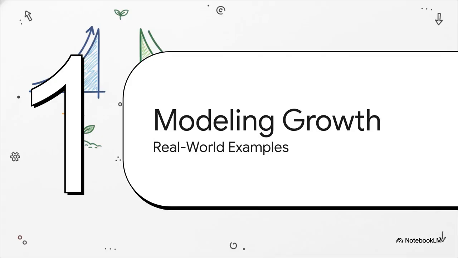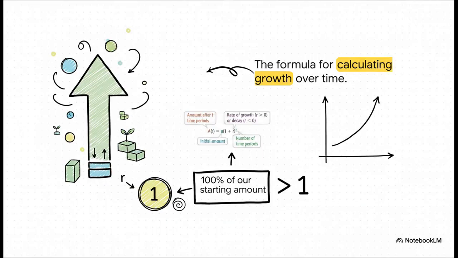All right, theory is great and all, but let's see this thing in action. We're going to model growth with a real-world example. This is where the math really comes to life. So how do we get that B value when something is growing? Well, it's actually pretty intuitive. We start with 1, which represents 100% of whatever we started with, right?